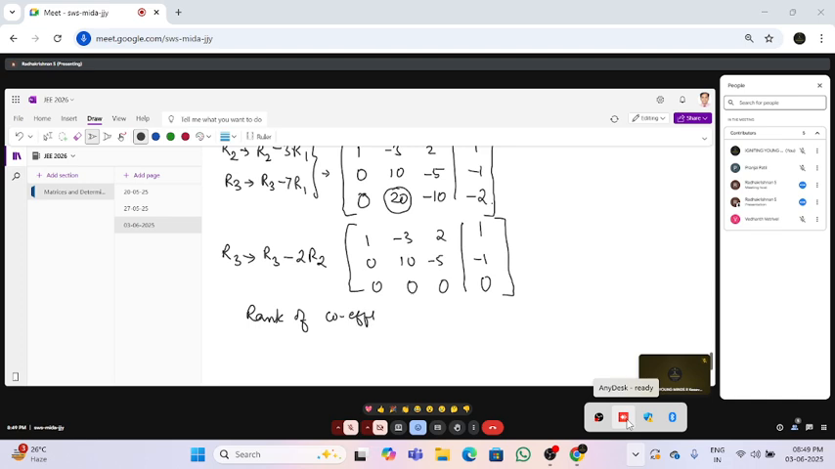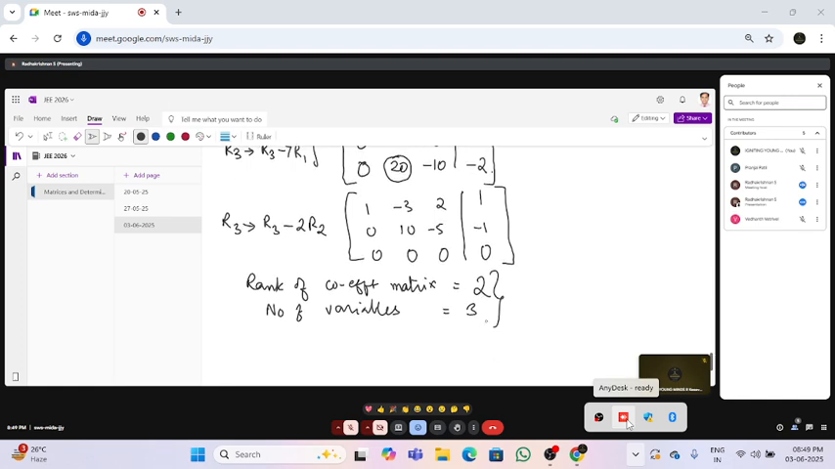coefficient matrix equal to 2. Like I said, you remove the 0 rows and see how many remaining rows are there. With the non-zero rows, how many rows are there? That is your rank. Okay, and the number of variables is 3. So if the number of variables is 3 and rank is 2, either there are infinite solutions or it is inconsistent. That is dependent on whether the rank of the augmented matrix and the rank of the coefficient matrix is the same.